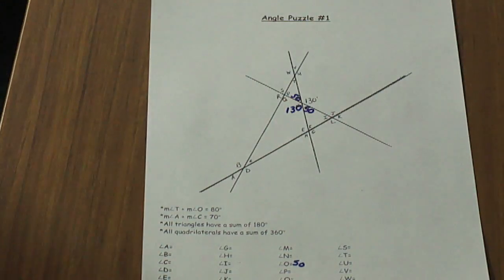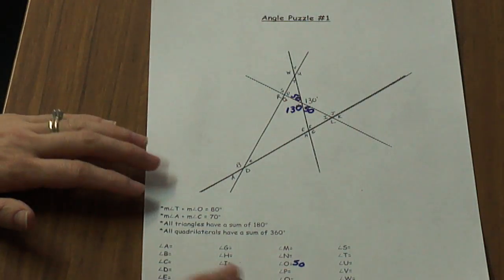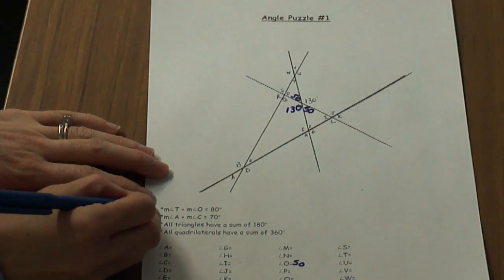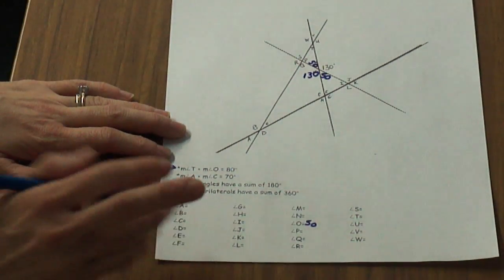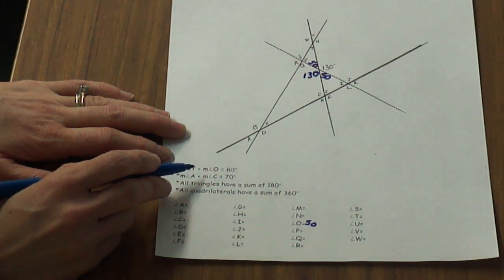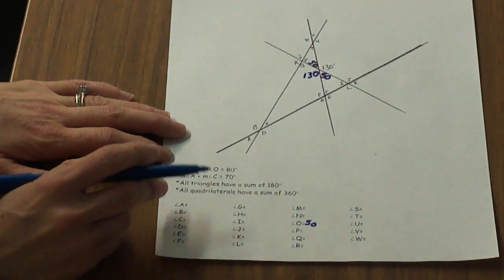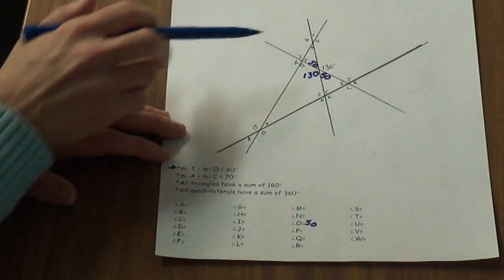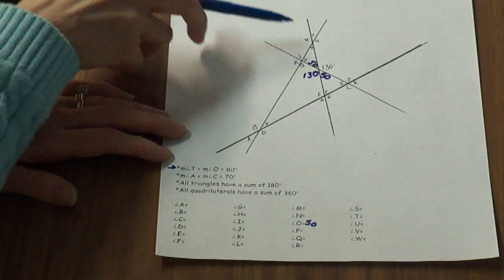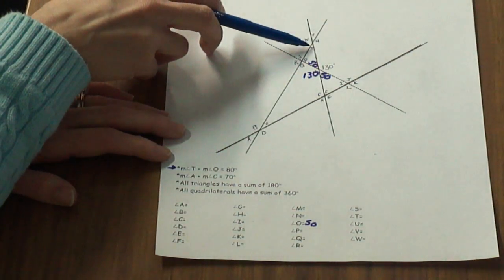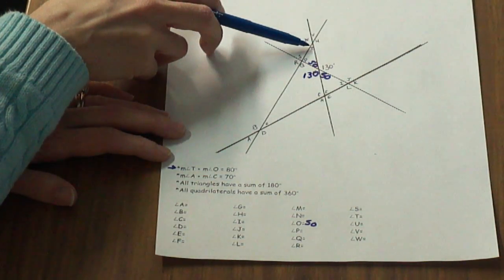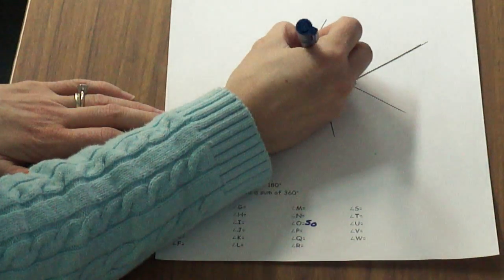Looking now at another set of pieces of information, I can use my clues. Down here it tells us that the measure of angle T plus the measure of angle O is 80. Let's find T and O. O I just said was 50, and T is up here. 50 plus what is 80? T must be 30.